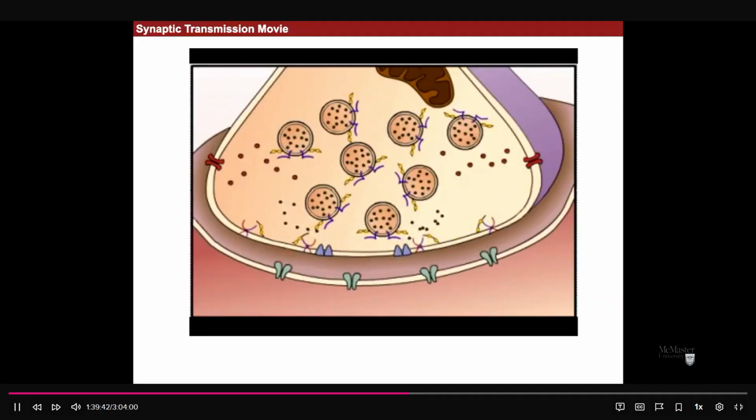The membrane needed for creating synaptic vesicles is also recycled via endocytosis of the presynaptic membrane. The recycled vesicles are refilled with neurotransmitter molecules and are ready for another round of synaptic transmission.